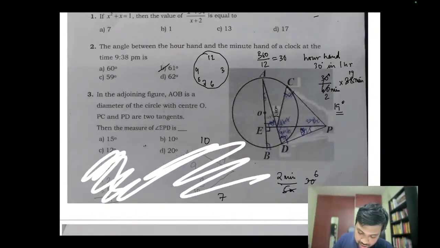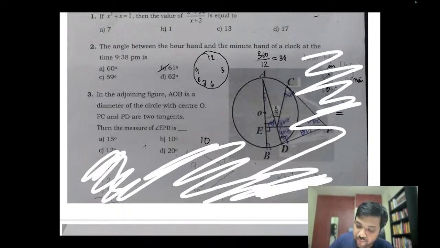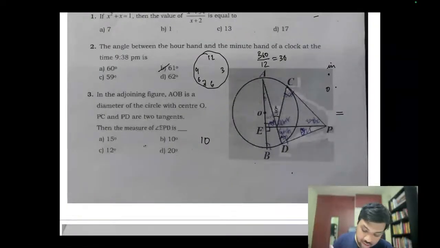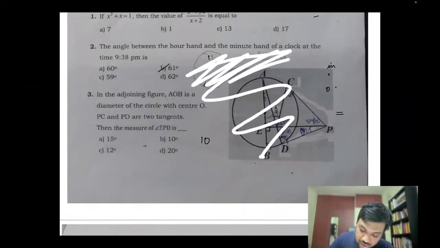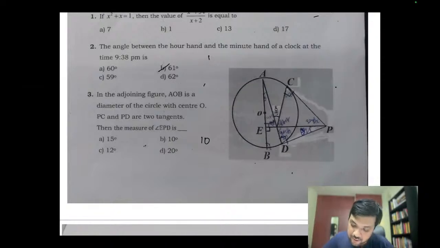So let's do geometry. Geometry, quick. Let's do it faster. I think I'm spending a lot of time on each problem.